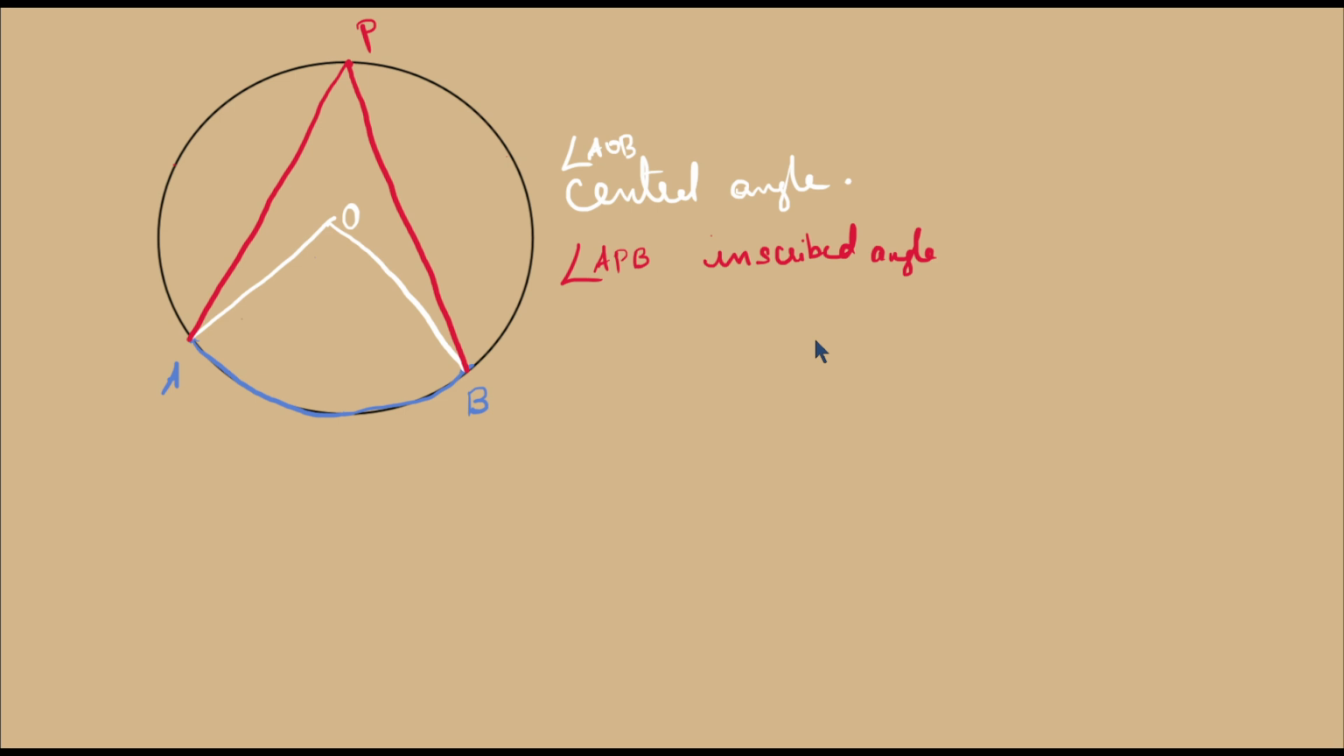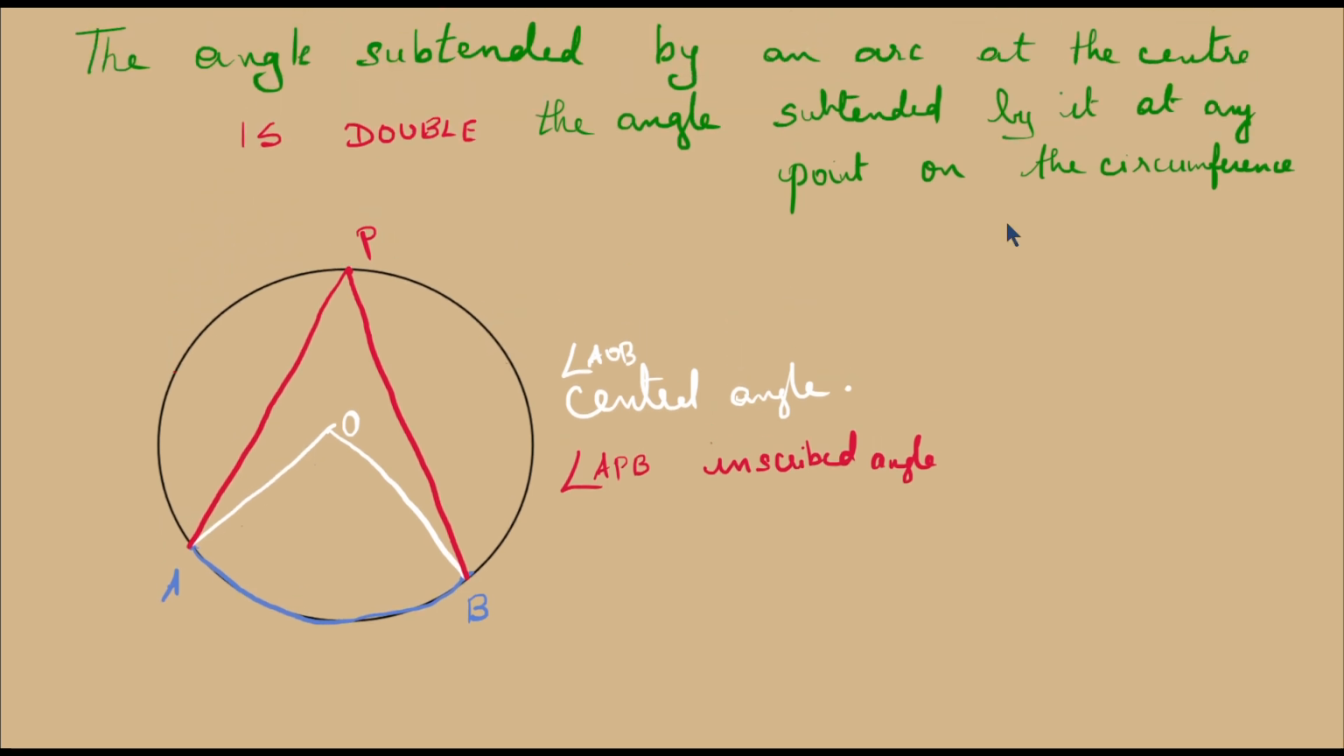Now you would have guessed it. What we are going to do here is to find the proof of the inscribed angle theorem. The theorem goes like this. The angle subtended by an arc at the center, that is the angle AOB, is double that of the angle subtended by the same arc at any point on the circumference. So what we are going to prove here is the angle subtended at the center, angle AOB, is twice that of angle APB. This is the popular inscribed angle theorem, and let's try to prove it.